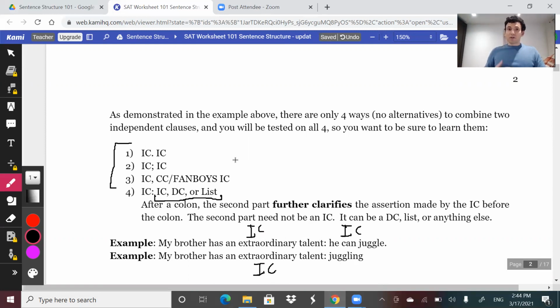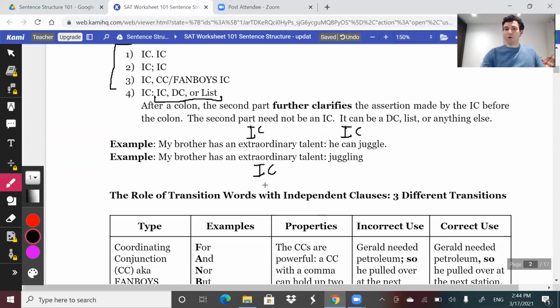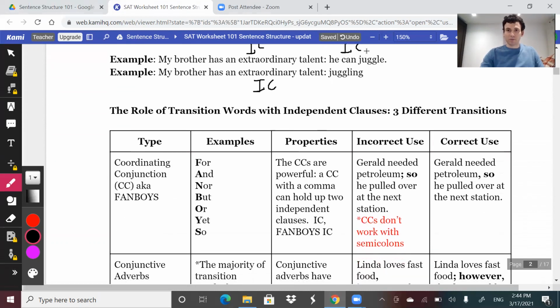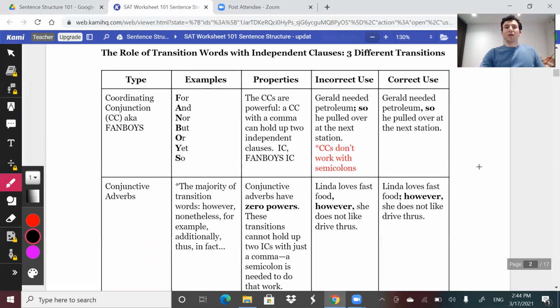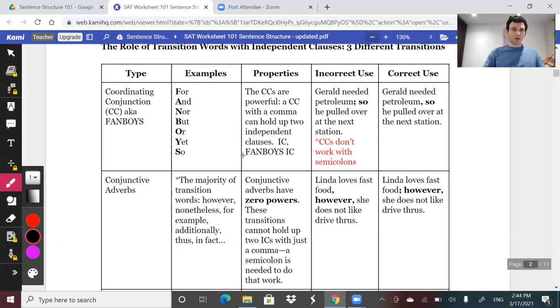So now that we have a sense of what an independent clause is, and we have a sense of how a semicolon works, let's dive deeper into what the coordinating conjunctions are, and then words that can kind of serve as imposters and be a little tricky on the test. So I'm going to zoom out just a tad. You'll need to be able to distinguish between coordinating conjunctions, aka the fanboys, and conjunctive adverbs. Coordinating conjunctions, it's just these 7 words: for, and, nor, but, or, yet, and so. Why are these words so special? Well, a coordinating conjunction with a comma can hold up 2 independent clauses.